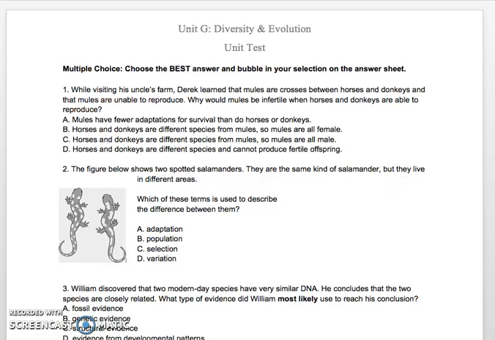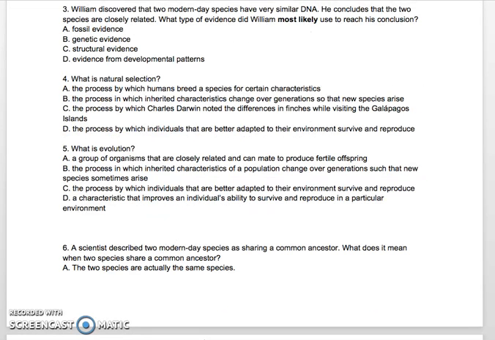Number 2. The figure below shows two spotted salamanders. They are the same kind of salamander, but they live in different areas. Which of these terms is used to describe the difference between them? A. Adaptation. B. Population. C. Selection. D. Variation.